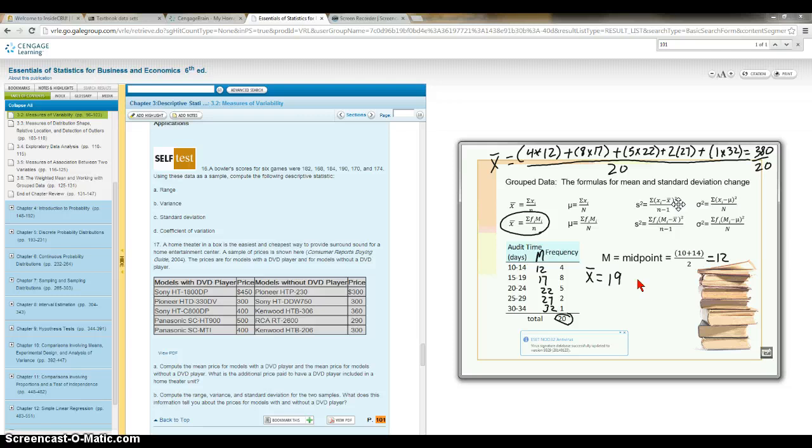Correct? Okay, so you have one problem on your homework where you're going to be doing this. You multiply the frequency times the midpoint and make sure you divide by the total number that you have. Okay? Any questions on that? We're going to work on it in just a minute. But I also want to show you how to do the standard deviation or the variance.